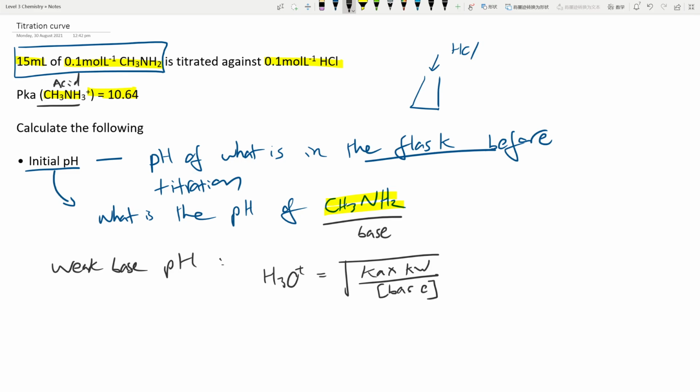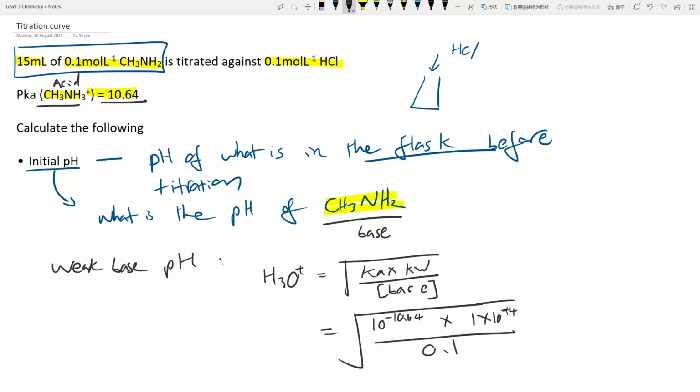So in this case, what's Ka? Well, we know pKa. Ka is just going to be 10 to the power of negative 10.64, times 1 times 10 to the power of negative 14, divided by the concentration of the base, which is 0.1. Okay, so I'm just going to quickly run these numbers in my calculator. I haven't done these questions beforehand.